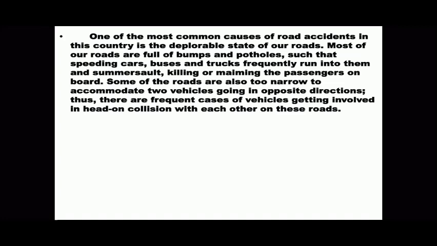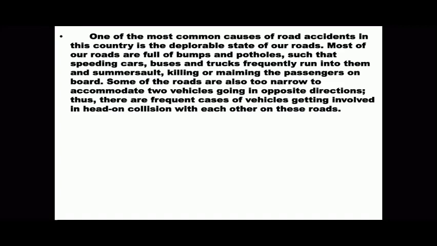It is about making a claim and then supporting your claim. In your topic sentence, you make a claim. Here we have claimed that the reason why there are road accidents is because the roads are bad. And that is our claim, and we want to show that actually the roads are bad because they have bumps and potholes. And because they have bumps and potholes, they cause accidents because the speeding cars, buses, and trucks run into them and somersault, maiming and killing some passengers on board.